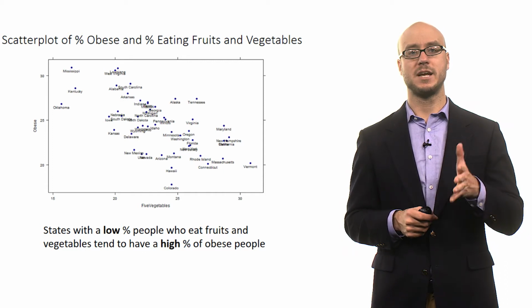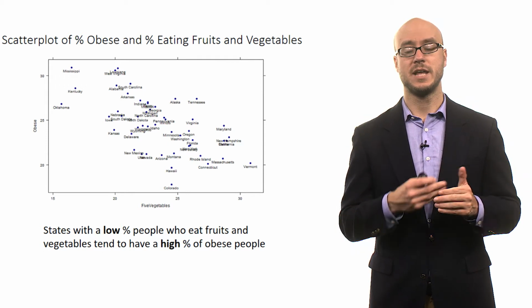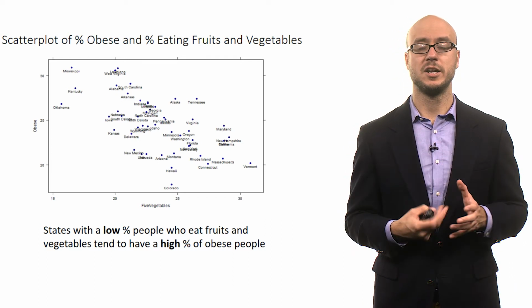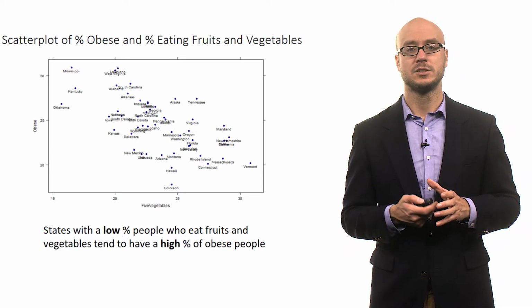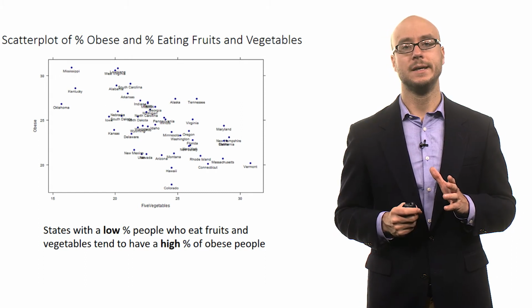So here we're looking at percent obese and the percent who report eating fruits and vegetables. On the x-axis, it's percent eating fruits and vegetables. On the y-axis, we have the percent who are obese in each state again. So we can see that the pattern is a little bit different. There's sort of a downward sloping.